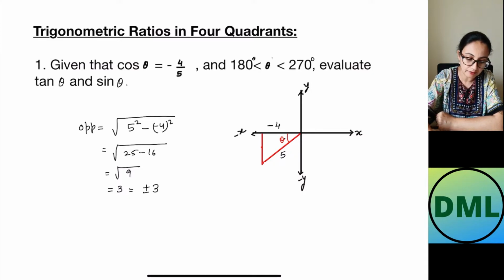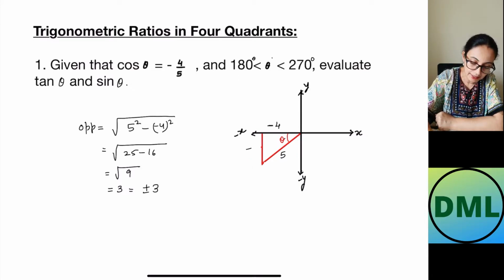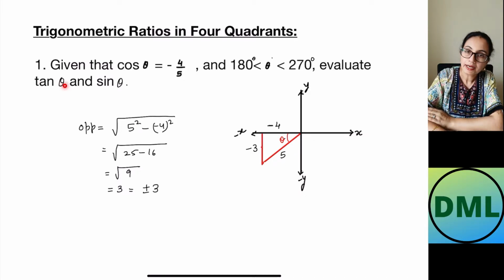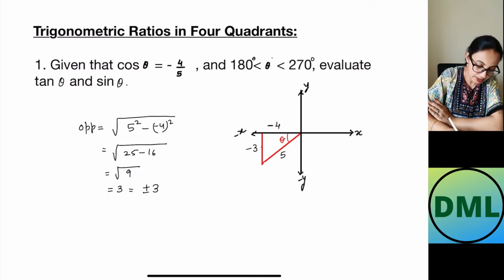I need to see whether I have to take the plus sign or the negative sign. As we know, this is going in the negative direction of the y-axis, so it is negative. This value will be written as negative 3, not positive 3. Tan theta is opposite over base: opposite is minus 3, base is minus 4. The minus got cancelled and my answer is 3 by 4. Tan theta is 3 by 4.